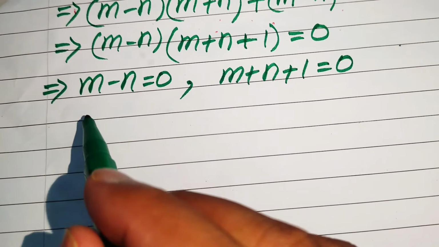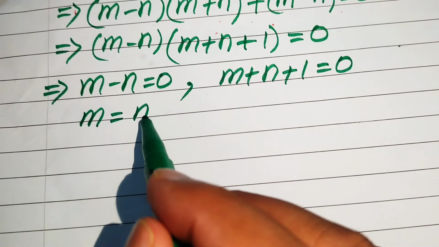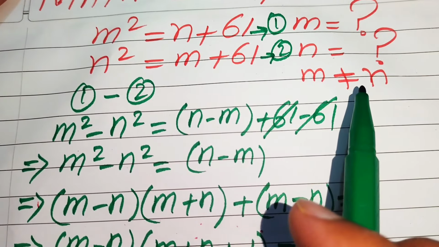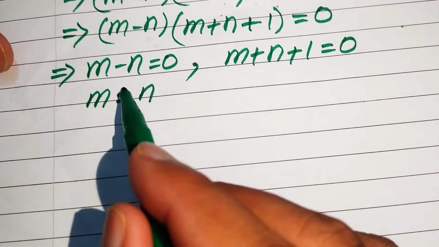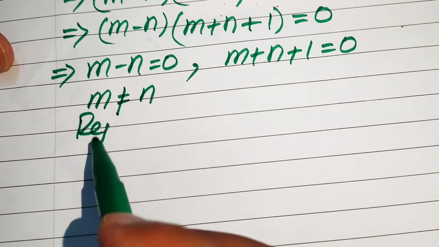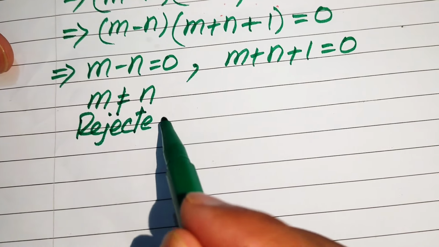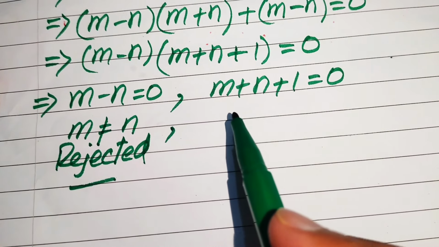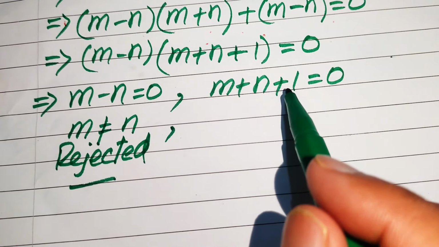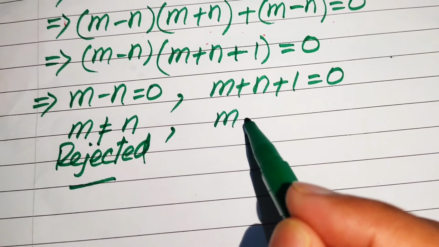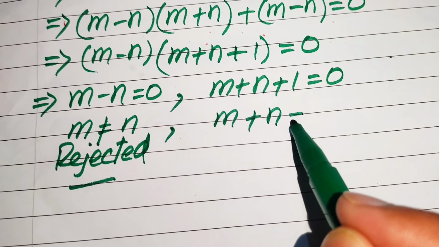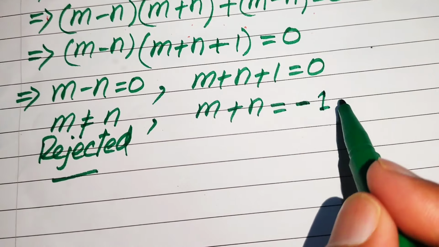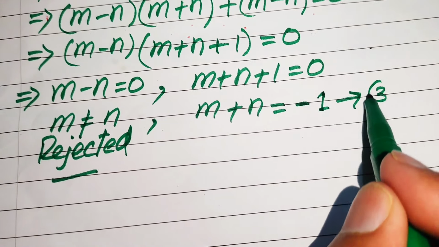In the first case we get m equals n, but at the start of the problem we have the restriction that m is not equal to n. So we reject this case. Now we can just proceed with this case only, and here we move this plus 1 to the right hand side, and it is written as m plus n equals minus 1. We call this equation number 3.